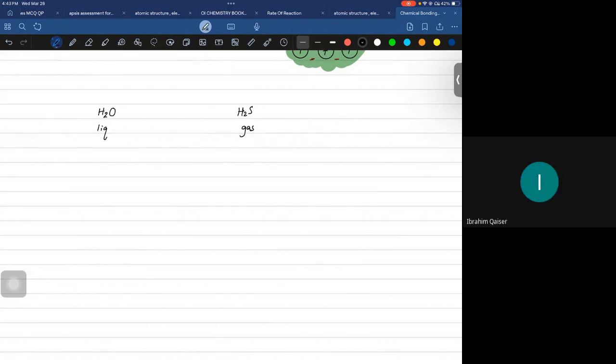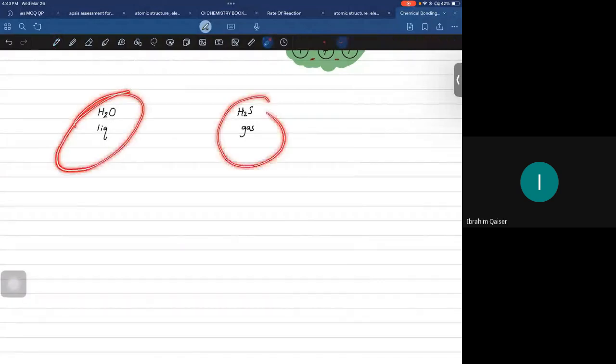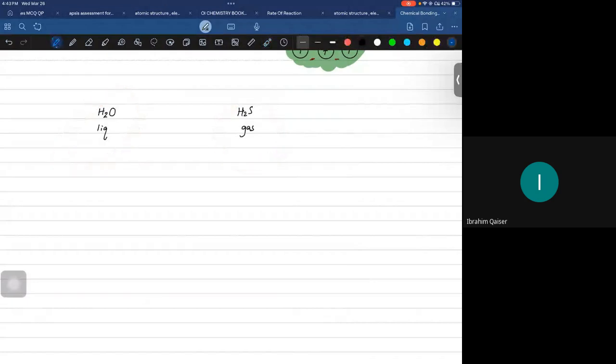If you look at the categories of intermolecular forces, hydrogen bonding is at the top. So if you see hydrogen bonding, the boiling point would be higher. That's why H2O has a higher boiling point. Its particles are closer together compared to H2S due to the greater force of attraction. So this is liquid at room temperature, and this is gas at room temperature. Easy, no problem.